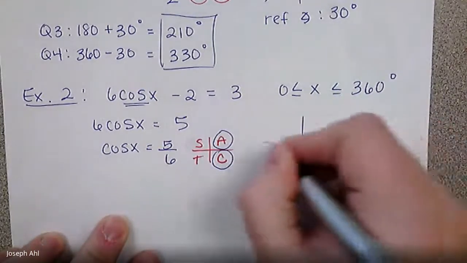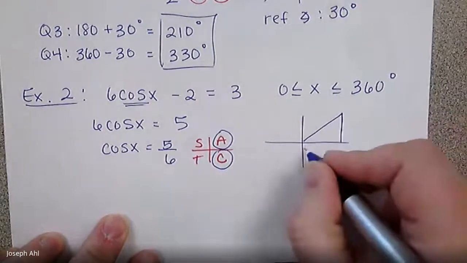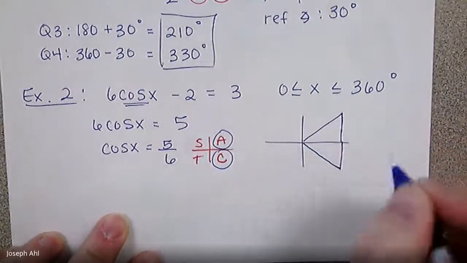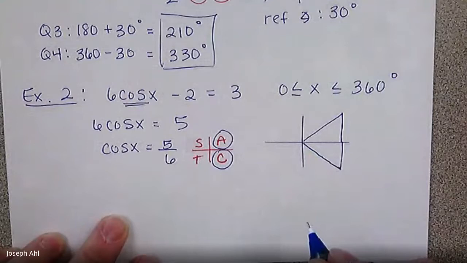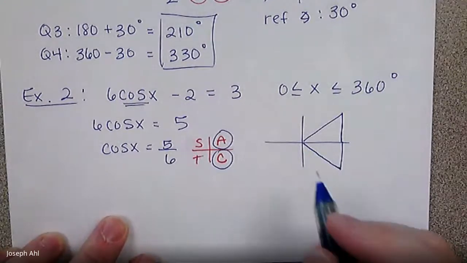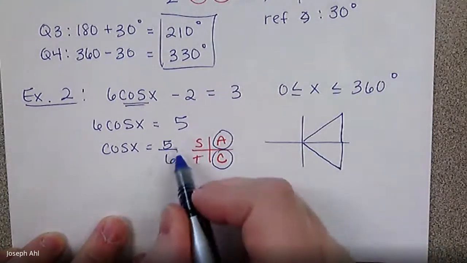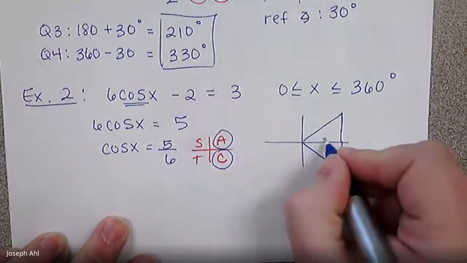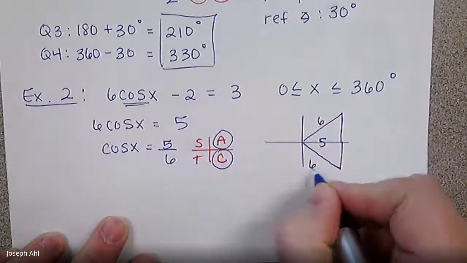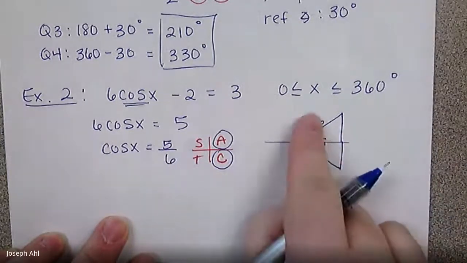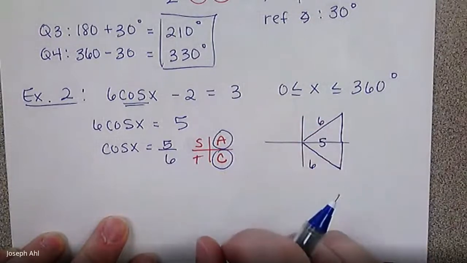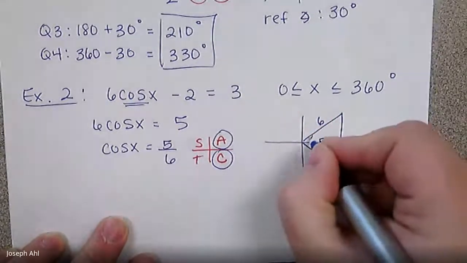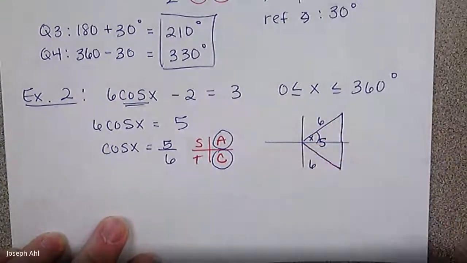Well, based on that, I'm going to set up a triangle in quadrant 1 and then a triangle in quadrant 4. So we got the right half of the bow tie this time. All right, now that I have that established, let's go ahead and maybe do some labels. Cosine is adjacent over hypotenuse. So I'll put the adjacent of 5. The hypotenuse is 6. Okay, here's the angle x that I'm looking to find.